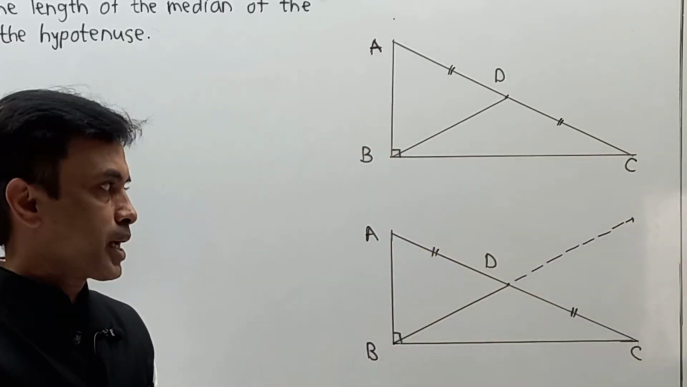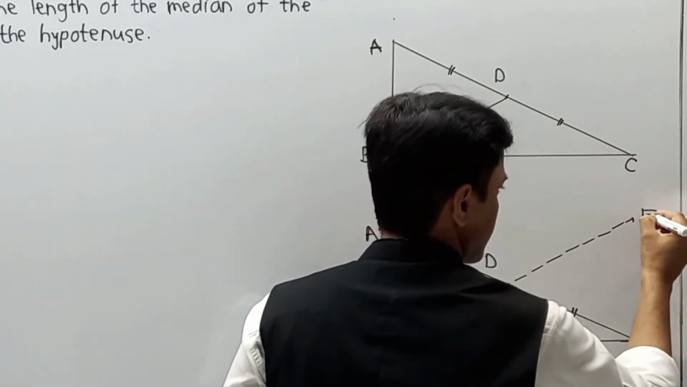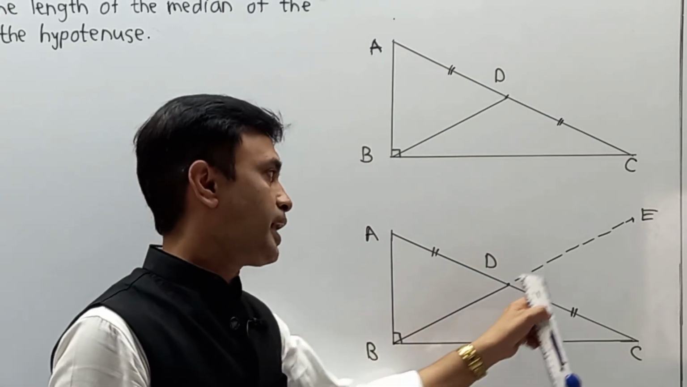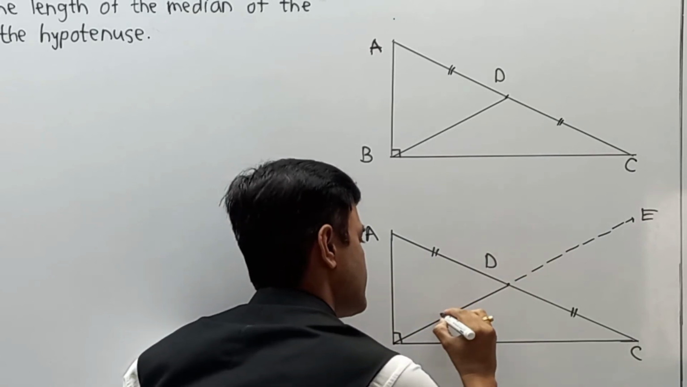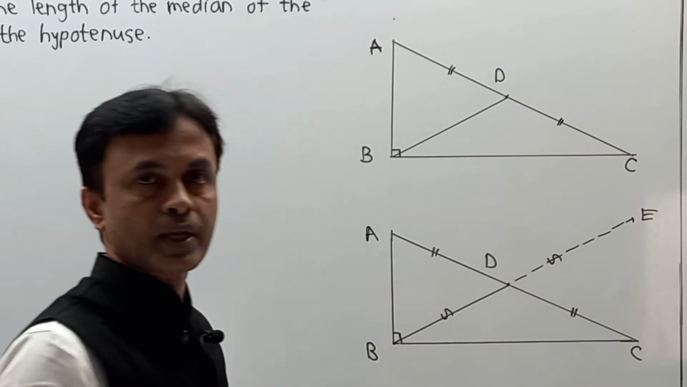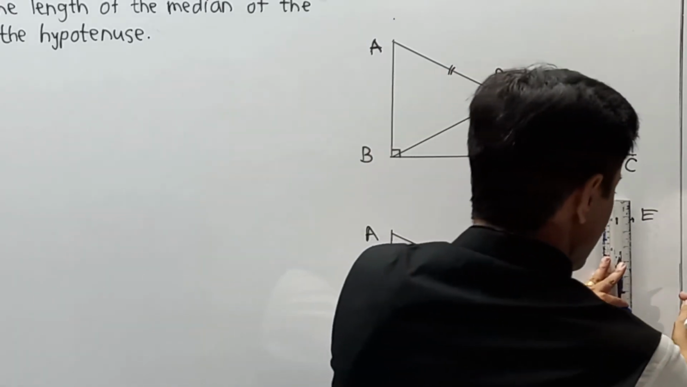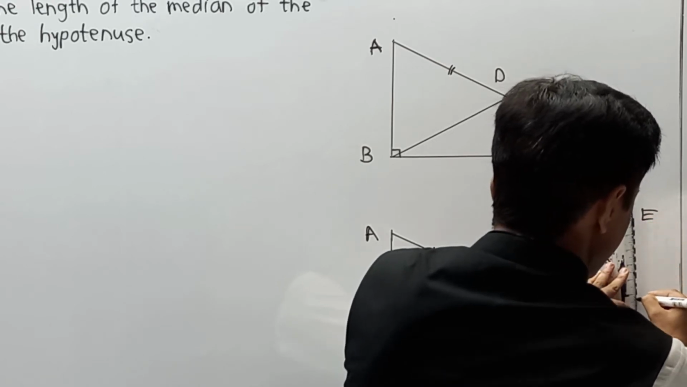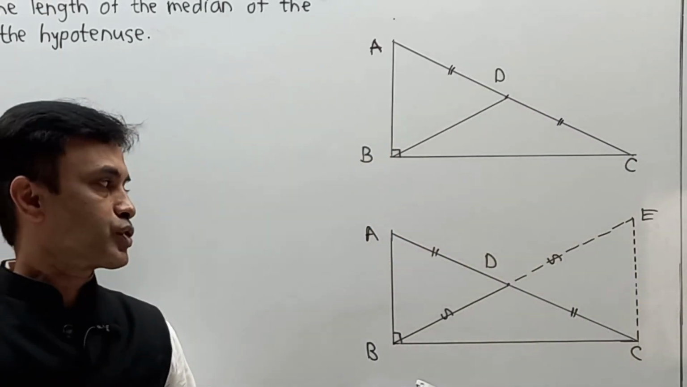Up to a point, and I am going to indicate that point with the name E. Now what exactly have we done? We have drawn BD and extended it up to DE such that BD, this distance, is equal to DE, this distance, and after that we have joined this point E with C. So we have joined E with C, and this is the construction we have done.